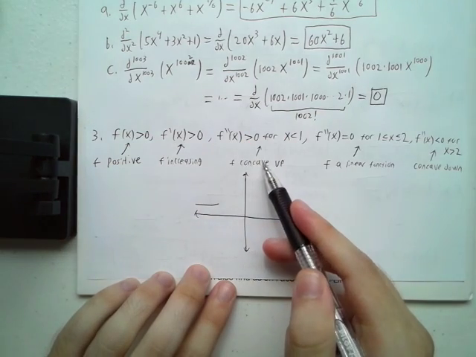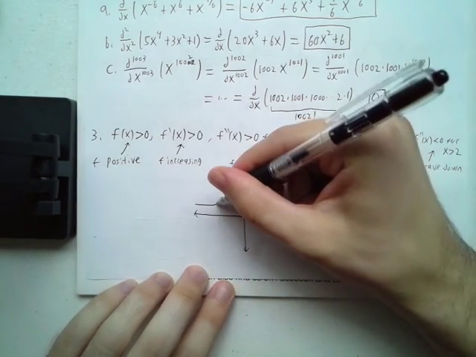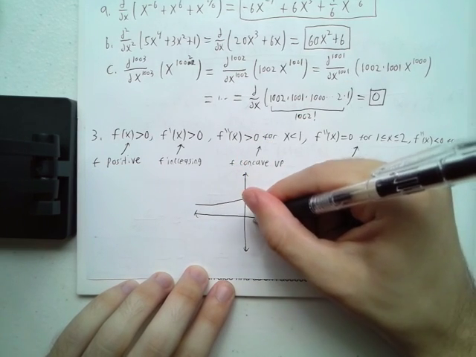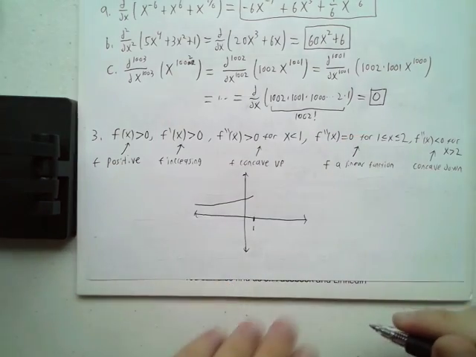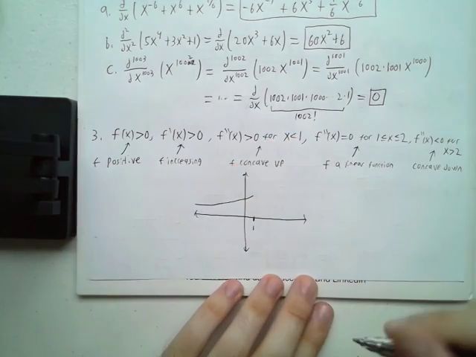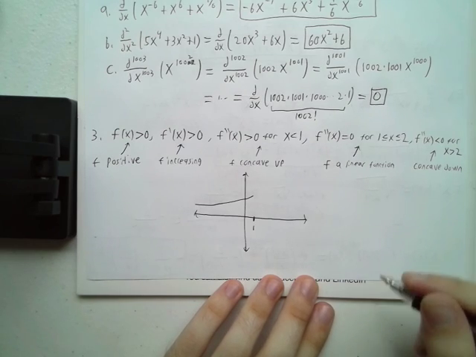And then we know that it's concave up for x less than 1, so let's draw it sort of curving upwards. And let's say that 1 is here. So this is how our function looks for x less than 1.